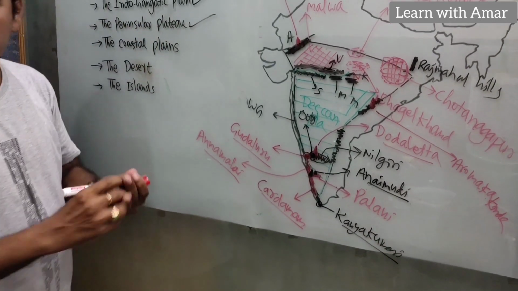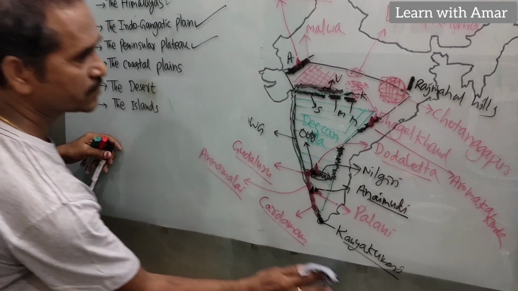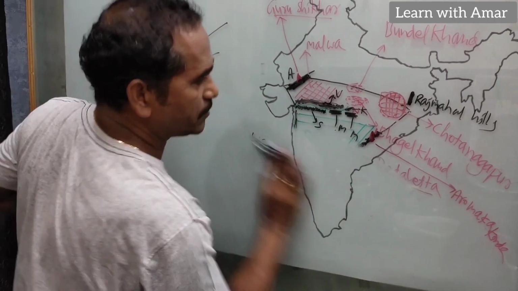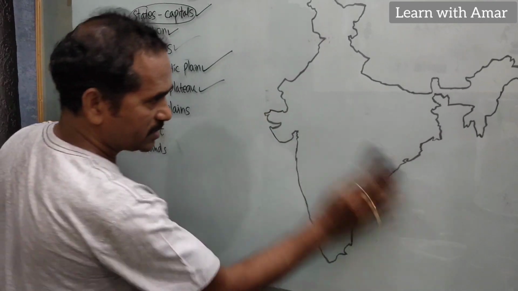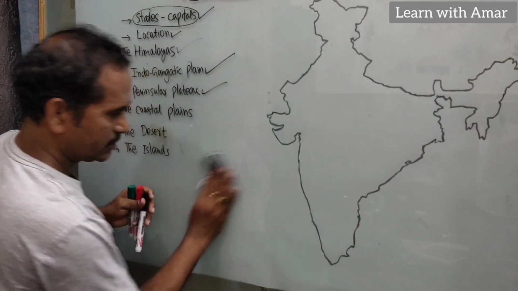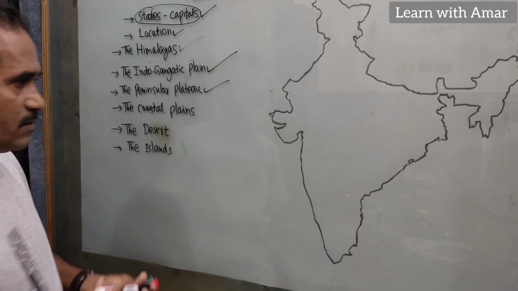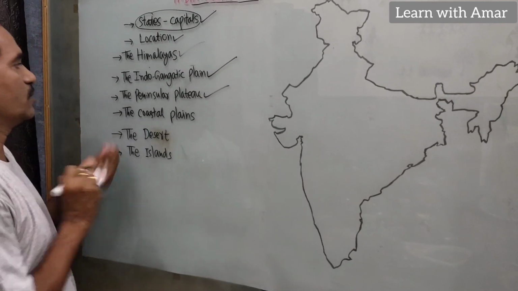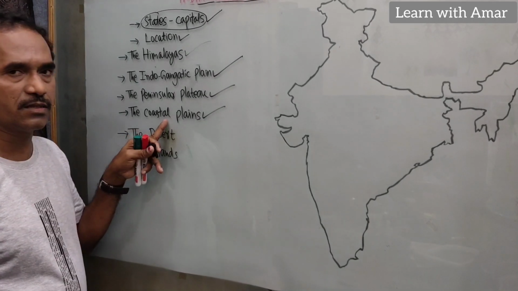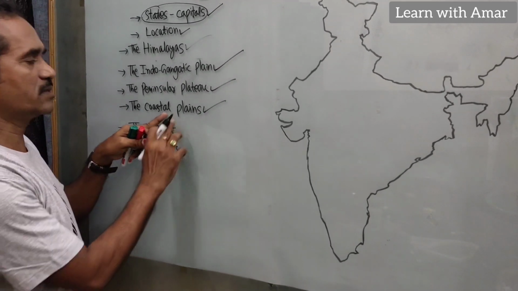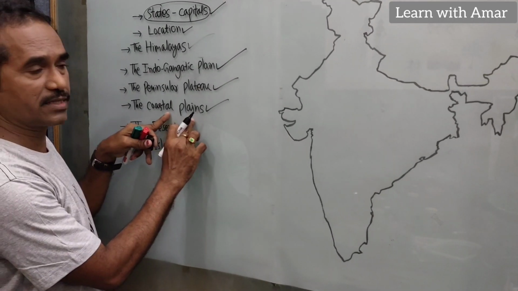Okay, next move on to next concept. So by locating the places on everything, it gives you very easy the lesson. Now see the coastal plains. So what type of questions we face in the examination from the coastal plains?